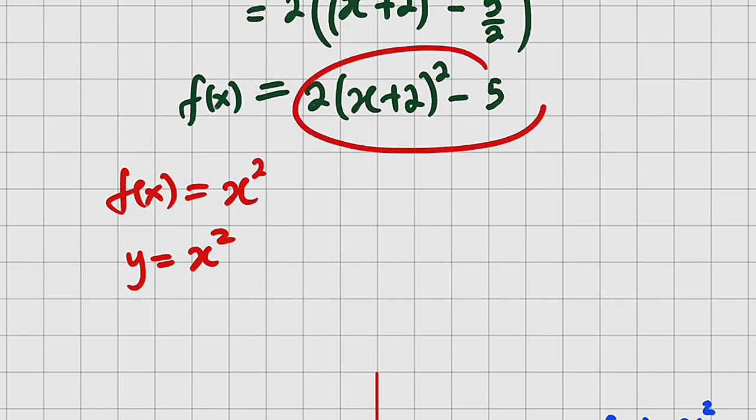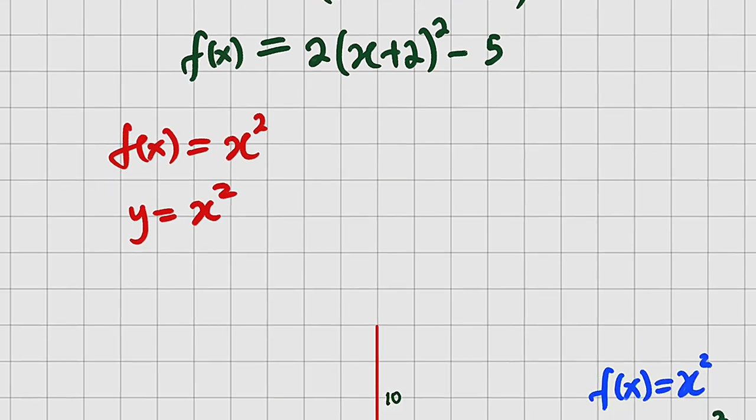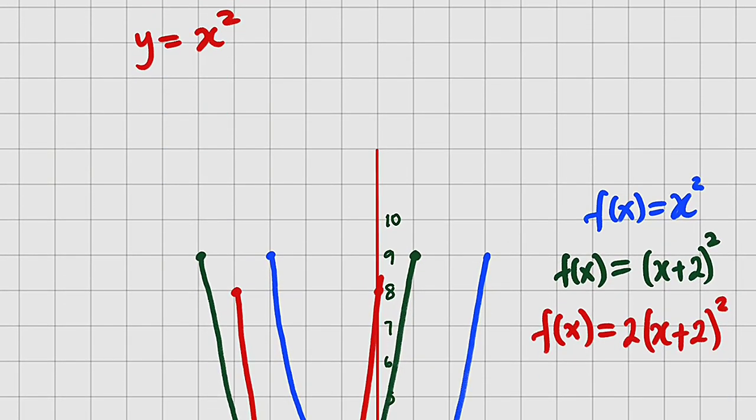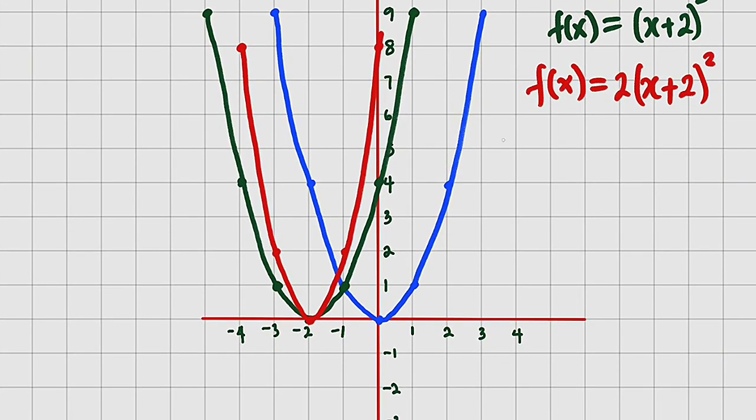We only need to include minus 5. So let me switch color again. So the graph of f of x equal to 2 multiplied by (x plus 2) whole squared minus 5. This minus 5 is a vertical shift 5 units to the bottom. That is along y-axis. So every single point we have will be shifted 5 units to the bottom.